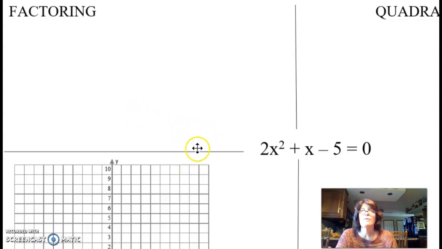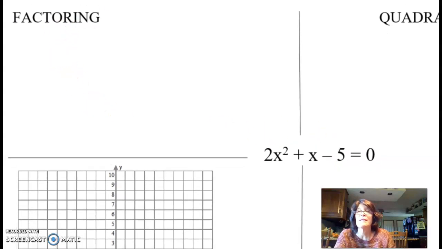Okay, so I just want to do the same thing with these different types of scenarios, different types of quadratic equations. 2x squared plus x minus 5 equals 0. Let's see what we can do with factoring that.